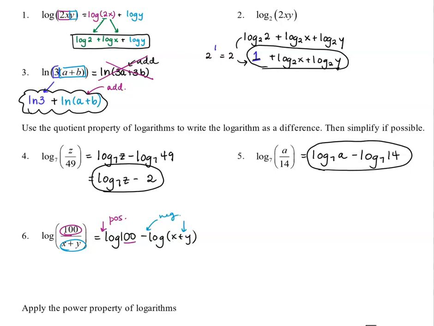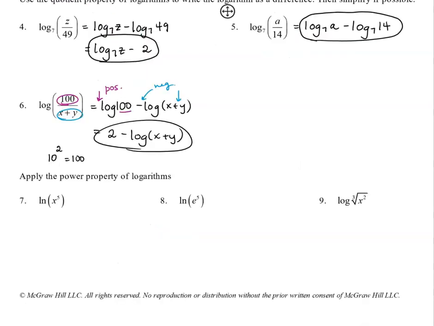We can simplify this a little bit because log of 100 is equal to 2, because 2 is the exponent that goes on the base of 10 to give us 100. And we don't see the little base of 10 on that first logarithm, but we do know that it is there. In example 7, 8, and 9, we're going to be applying the power property of logarithms that says if we have something on the inside of our logarithm that has an exponent on it, then we can bring that exponent down in front of the logarithm.